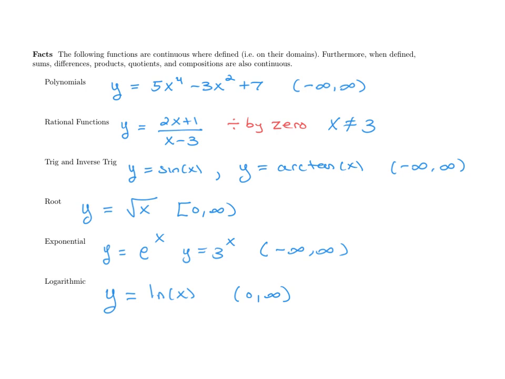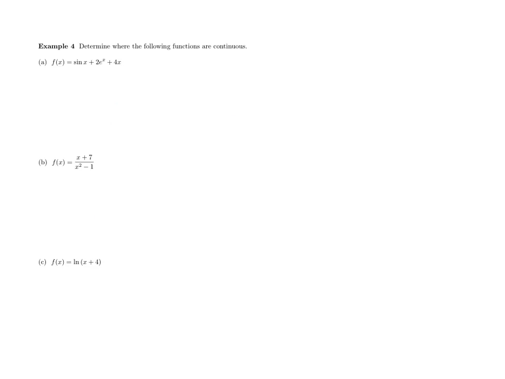Let's see how this works by looking at our last example. So in example 4, we have 3 functions in parts a, b, and c. All I'd like to do is figure out where they are continuous. Let's start with part a, f of x, which is equal to sine of x plus 2e to the x plus 4x. This function is continuous everywhere. It is continuous from negative infinity to positive infinity.